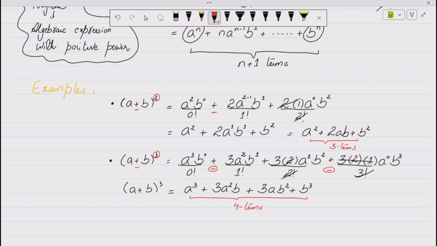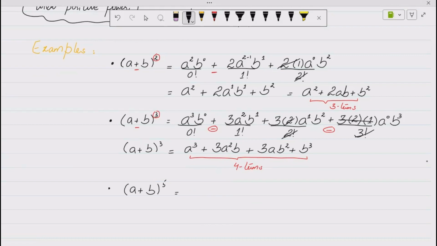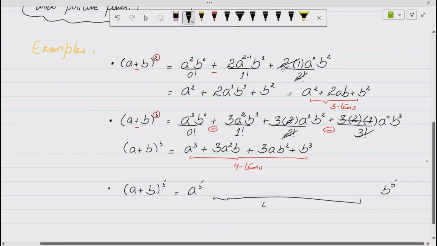So let's see. If you want to find a plus b to the power 5, you already know that when you open it, you get 6 terms. The first term is always a to the 5, the last term is b to the 5, and in the middle you have 4 more terms. And how do you get these terms? Just use the formula. So in total you get 6 terms.